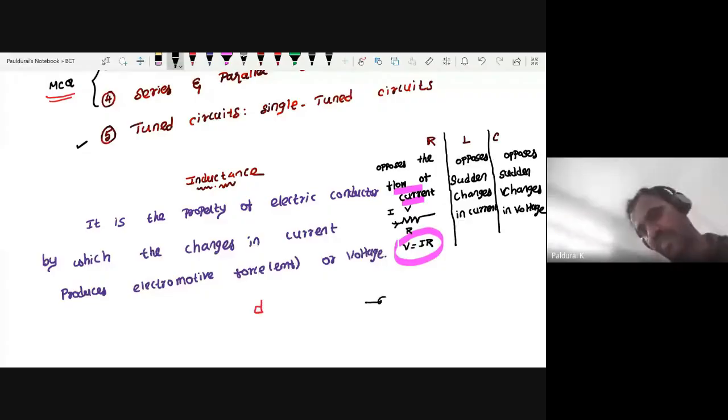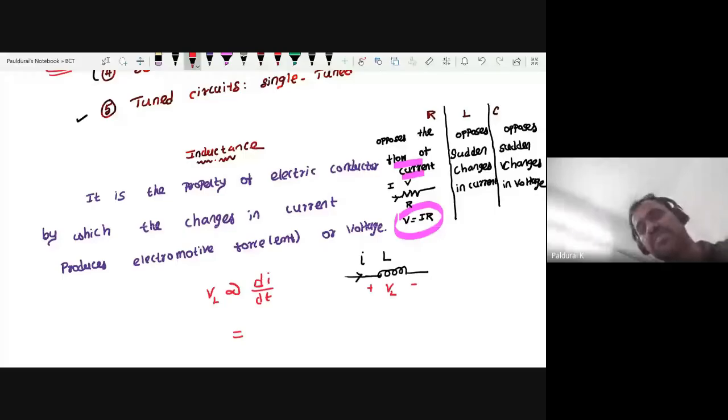Let me take this as my inductance L, and this current is some I. Now the change in current, dI by dt, produces some voltage, the voltage across the inductor V sub L. This is directly proportional to dI by dt, as per the definition. To remove the proportionality you introduce a constant. In Ohm's law, V is directly proportional to I, and to remove the proportionality you introduce the constant resistance R.